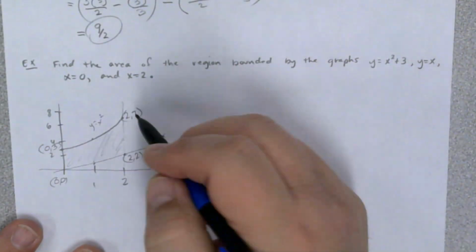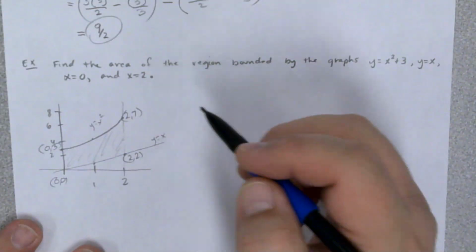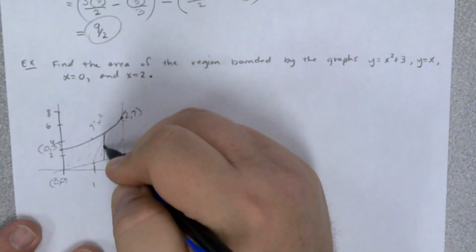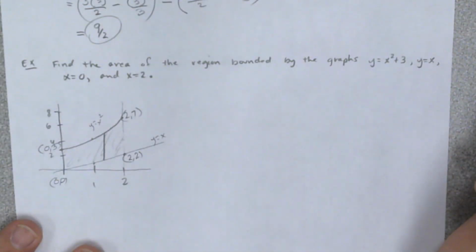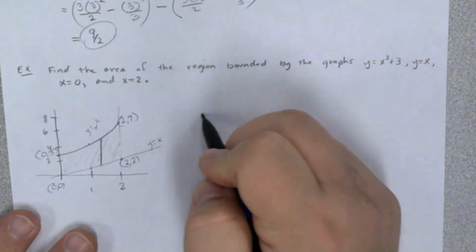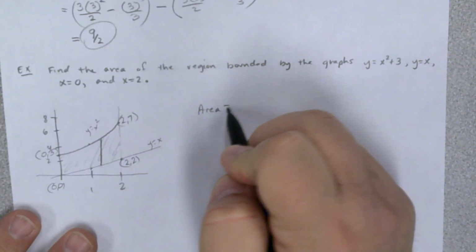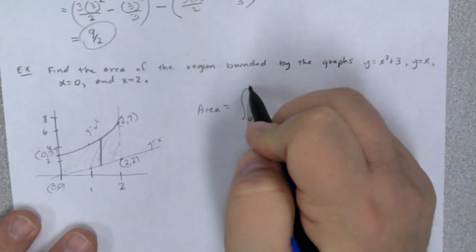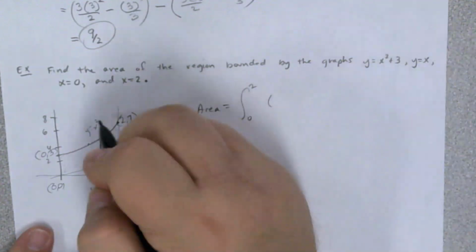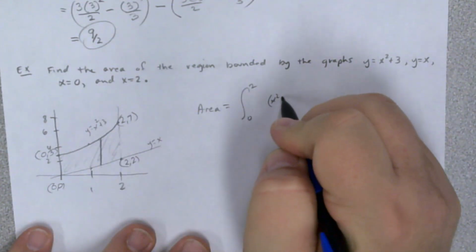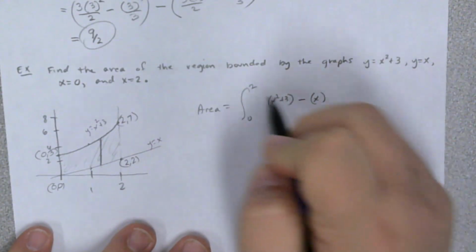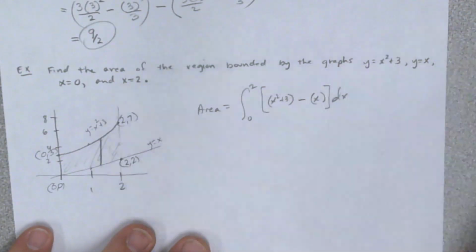Okay, so once I have all 4 corners, all the points of intersection labeled, then I'm going to draw my representative segment to identify the upper and the lower, and so then I can write my area. So the area is going to be from 0 to 2. The upper curve, x squared plus 3, minus the lower curve, which is just x, and this is what I'm going to take the integration of.